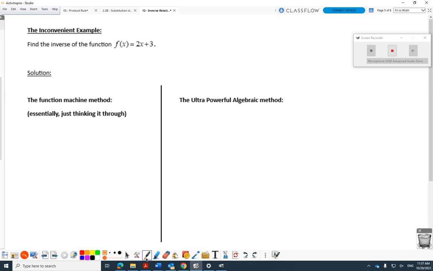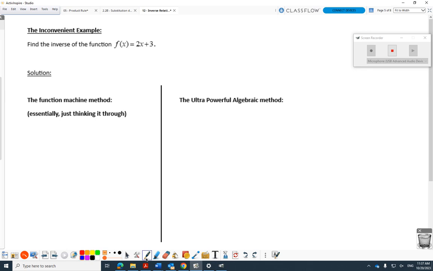There are 2 ways to handle it. It's what I'll call the function machine method, which is essentially just thinking this thing through. That is not the way you're going to want to do it. The algebraic method is very powerful. It handles any situation. But I want to show you this one first so you know what's going on. Let's talk about what f at x does.